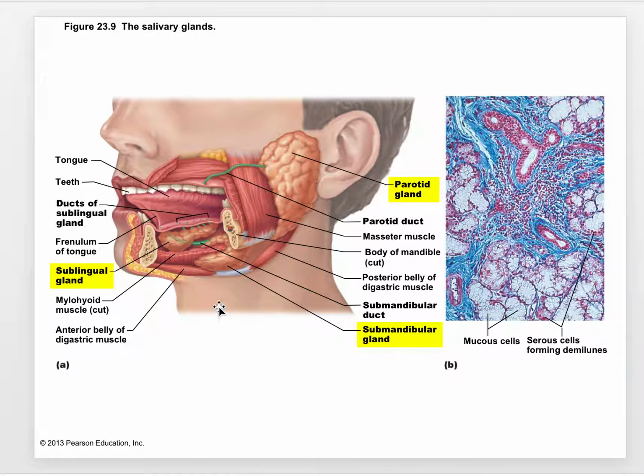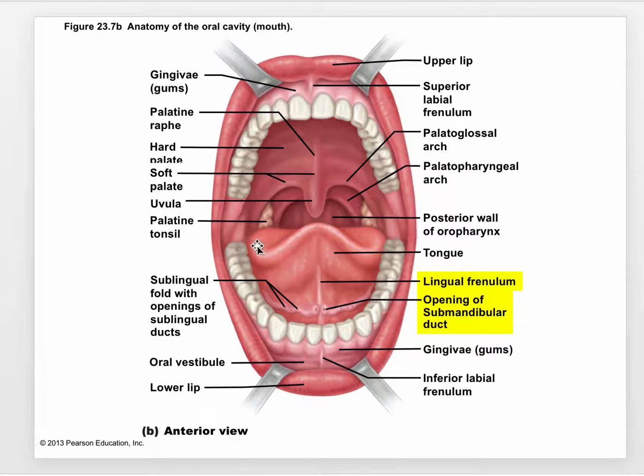Here's a picture of the parotid gland here. It's on the side of the face, superior to the masseter muscle. You have the sublingual gland, which literally means below the tongue, and the submandibular gland, which is below the mandible. All these three different salivary glands. This is the opening of the duct from the submandibular gland here, under the tongue.